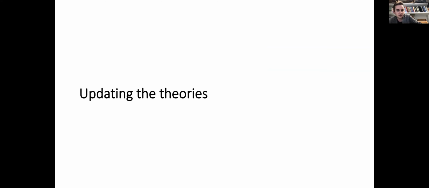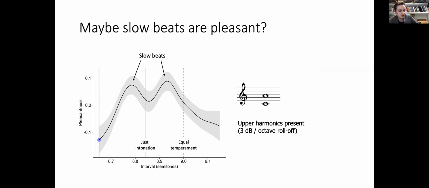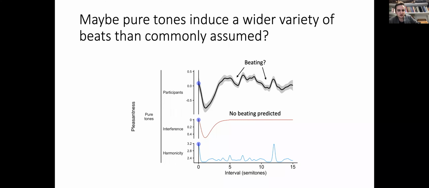But an interesting thing we can then do is to use these results to improve the theories and the models themselves. So one aspect was that idea we talked about earlier, that slow beats are potentially perceived as pleasant, and this can cause listeners to prefer slight deviations from just intonation. And we've now been incorporating this feature into our updated interference models. And then a second observation is that interference models don't predict any beats between pure tones at mistuned harmonic intervals, like the fifth and the octave. But if we listen very carefully, we can often hear beats at these mistuned intervals. Let's just hear some of this.